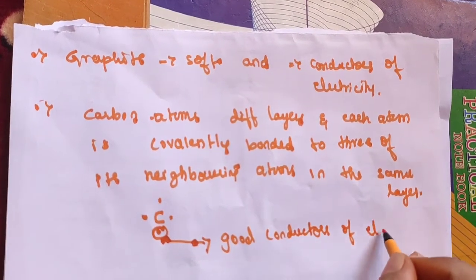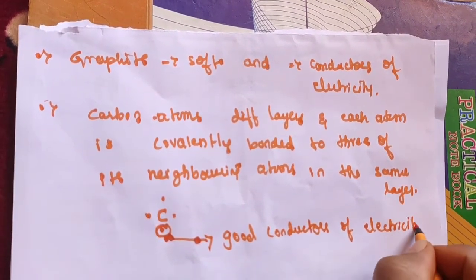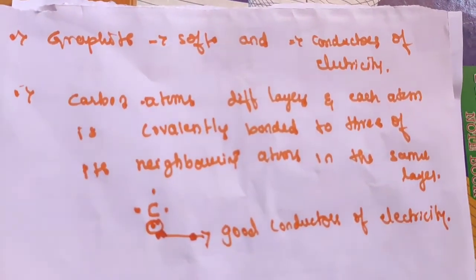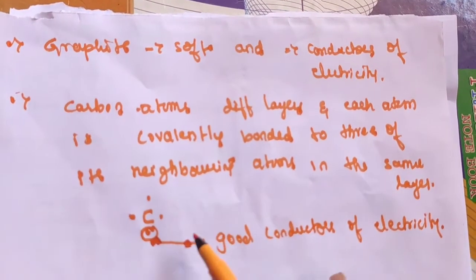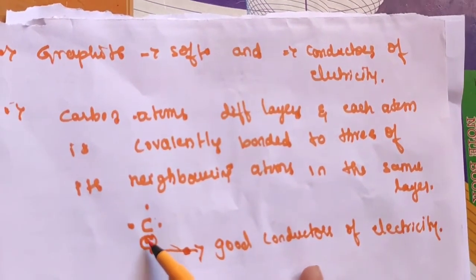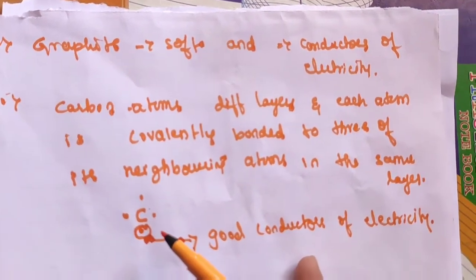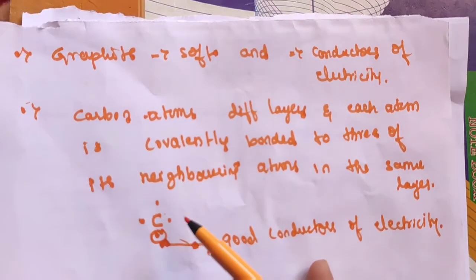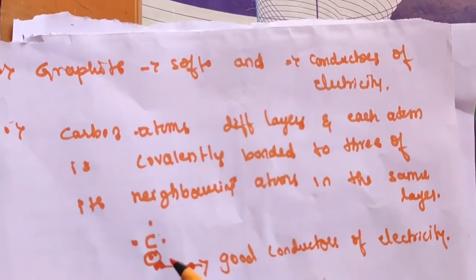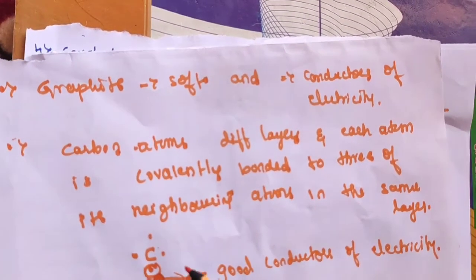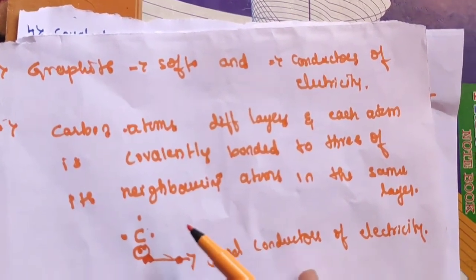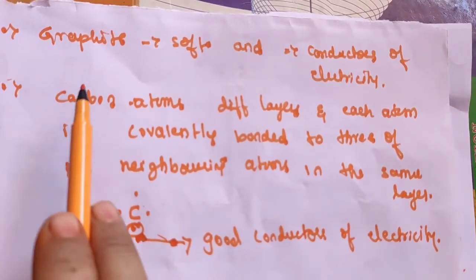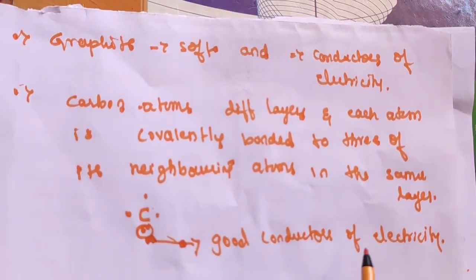This is the reason why graphite acts as a good conductor of electricity when compared to diamond and silicon carbide. The carbon has free valence electrons, which have the capacity to move throughout the layers, and they automatically conduct electricity. Due to that reason, graphite is called a good conductor of electricity.